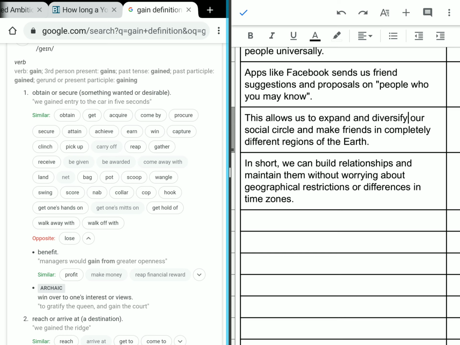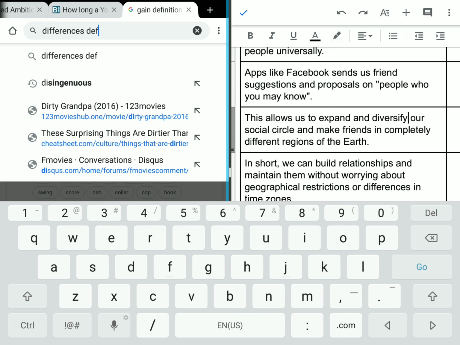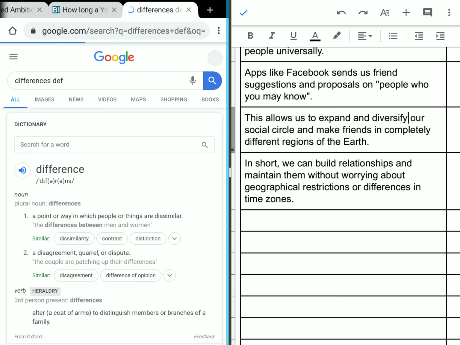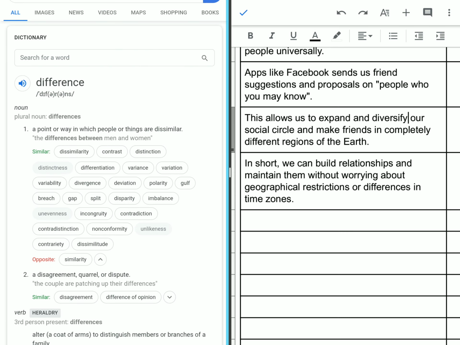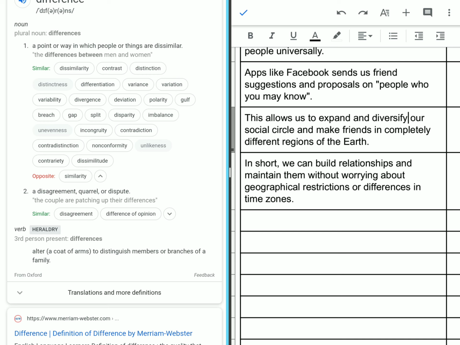Oh, sorry, that was a notification. Okay, so this allows us to expand and diversify our social circle and make friends in completely different regions of the earth. I wouldn't change anything else. Maybe you want to think of something. In short, we can build relationships and maintain them without worrying about geographical restrictions or differences in time zones. Maybe differences we can change. We can use the similarities, we can use the gaps. Yeah, so I would use the similarities.